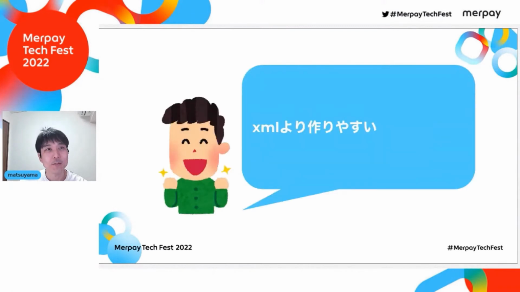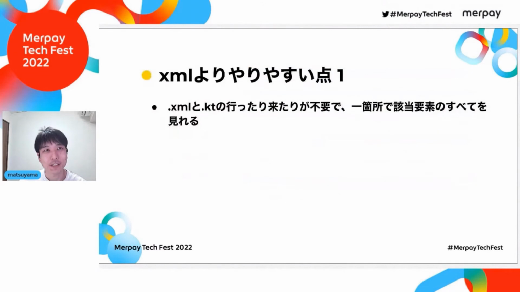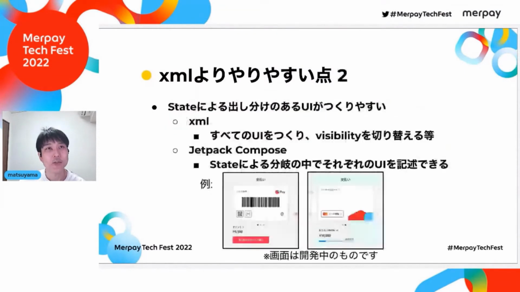There were many more good points than those difficult points. First, it is easier to create than XML. I can see everything in one place, so I don't have to go back and forth between XML and Kotlin files anymore. And also, if you are using XML, please envision a screen with different UIs depending on the state. For example, here it is.